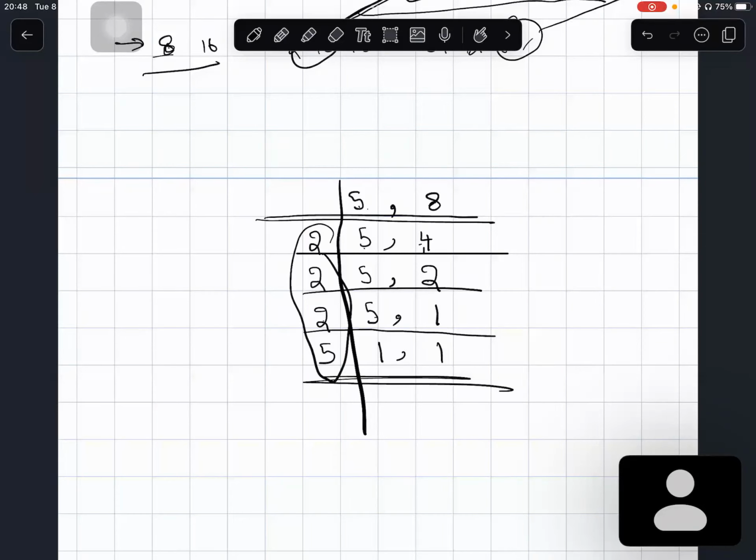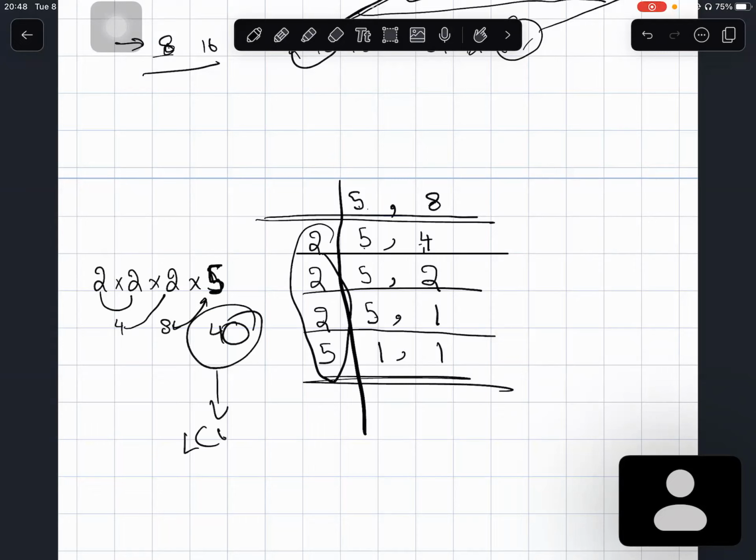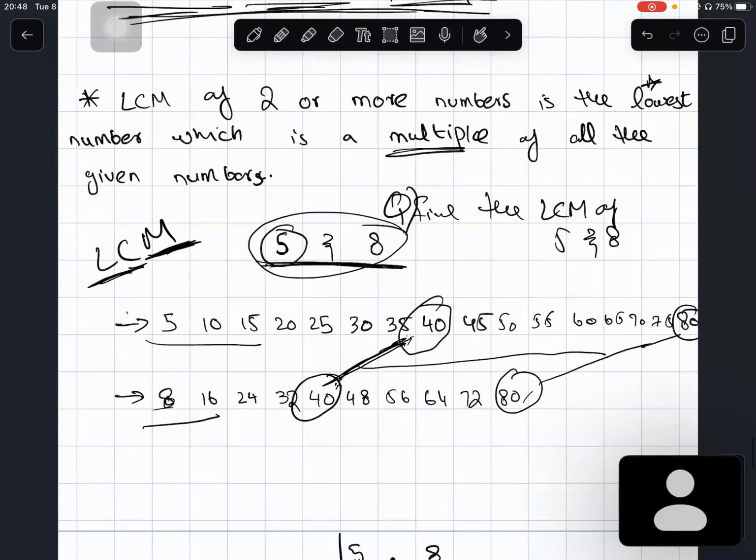3 2s and 1 5. You will write it like 2 times 2 times 2 times 5. So 2 times 2 is 4. 4 times 2 is 8. And 8 times 5 is 40. So the lowest common multiple of 5 and 8 would be 40, as we did it from this long method here as well. You see 40.